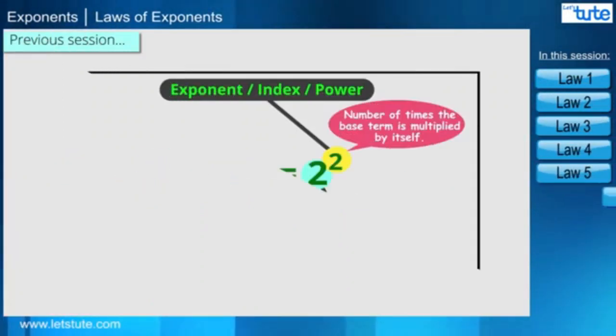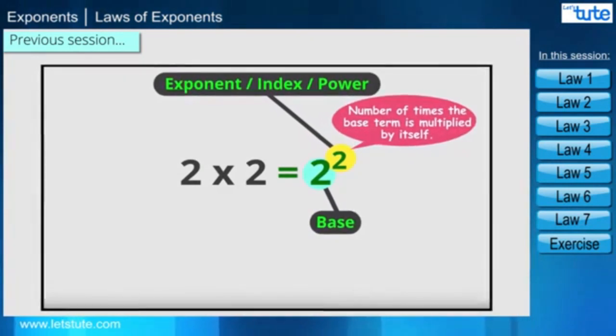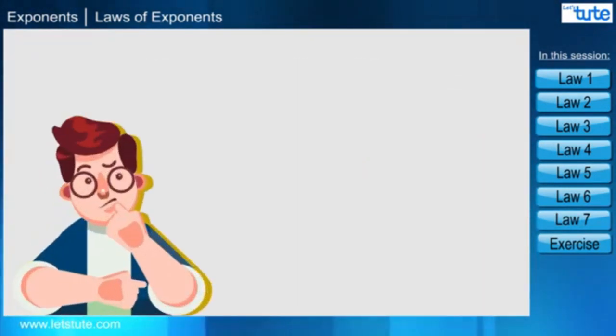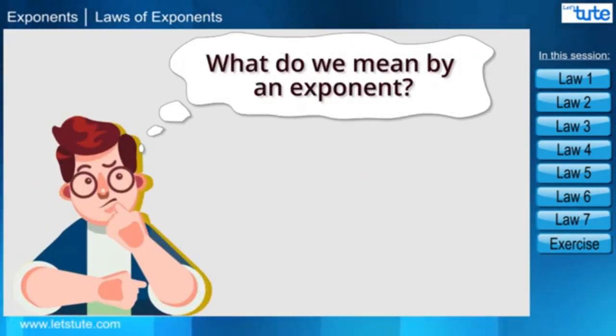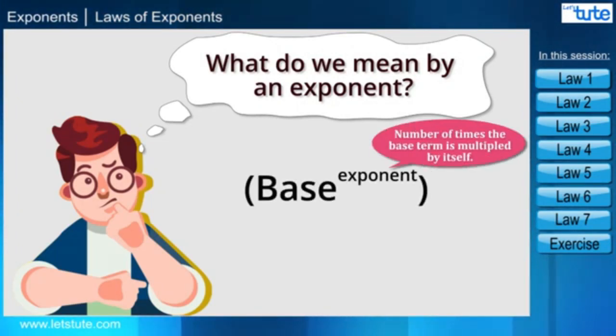Everyone. In our previous session, we have learned about exponents. So let's have a quick review of what we have learned. What do we mean by an exponent? An exponent is placed to the upper right corner of the base number and signifies how many times the base term is multiplied by itself. For example, 3 raised to the power 4.